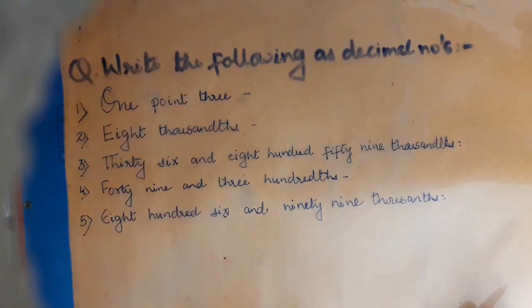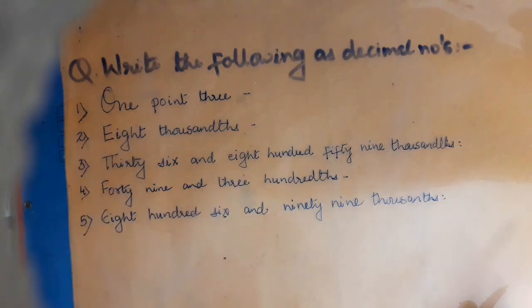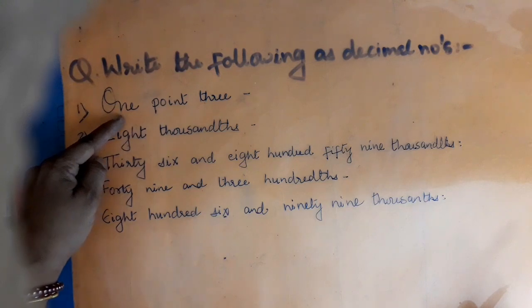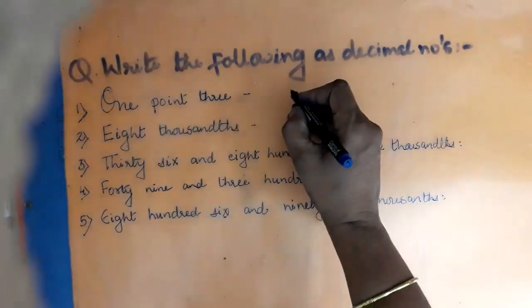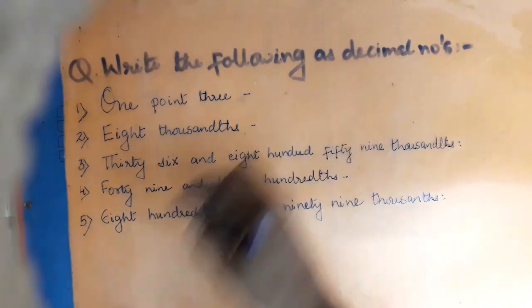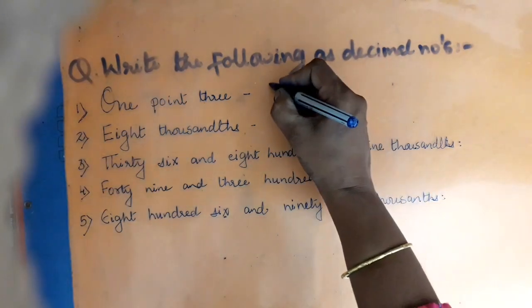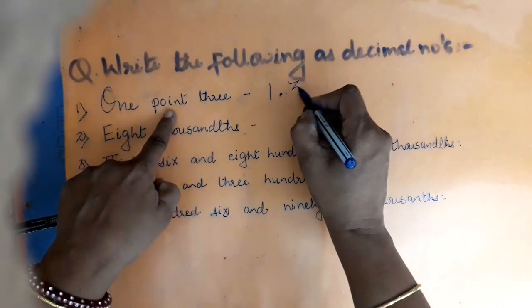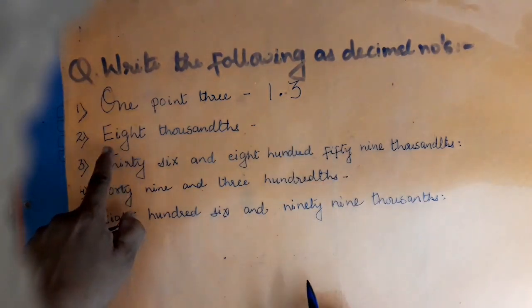Let us see now how to write these as decimal numbers. Now, first question, let us move to 1 and 3 tenths. So, your point is given. So, before the point, you have to write 1. Before the point 1 and after the point, that is 3. 1.3. Let's go with the next question.